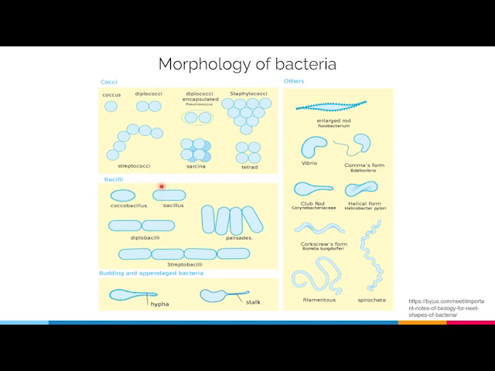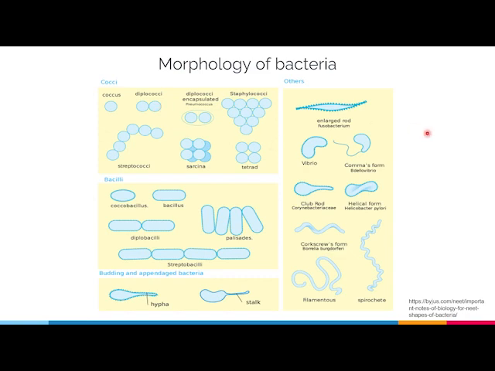Next, we have bacillus, which is essentially rod-shaped, and we have similar kinds: bacillus meaning one, diplobacilli meaning two, palisades, in which they are arranged a bit haphazardly, and streptobacilli, like streptococci, with one plane of division, so we have linear forms. And there are other forms as well, such as vibrio or spirochete, and depending on different shapes, bacteria can be classified based on morphology.